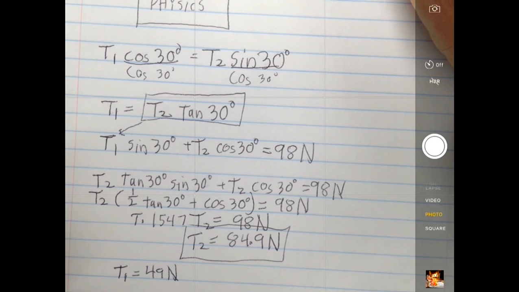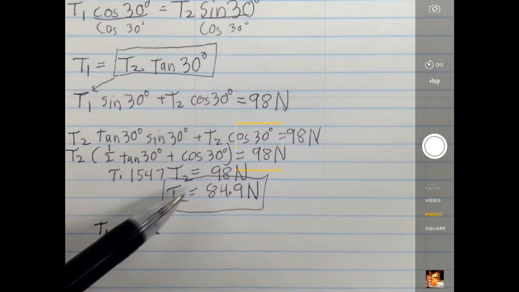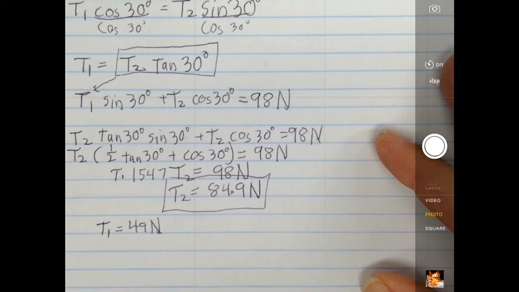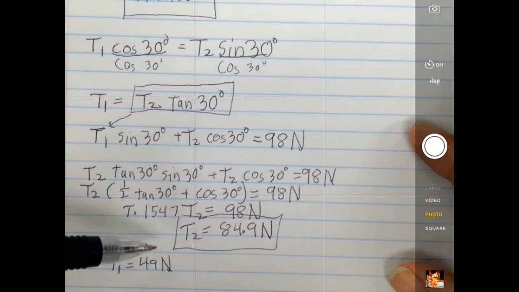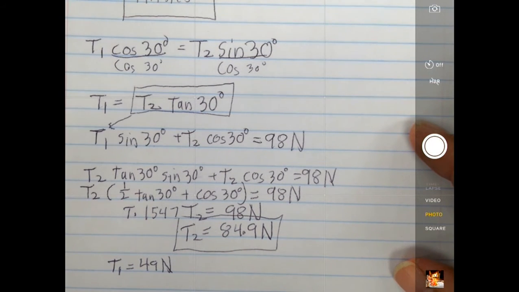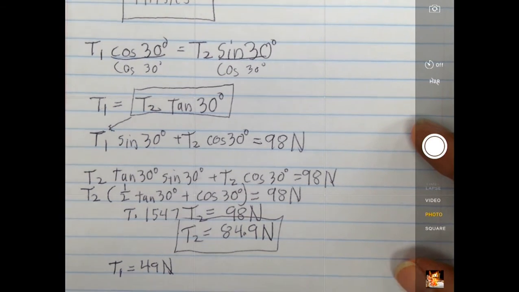Now, should we not check this to make sure that we did it correctly? After all, these two together don't really appear to be holding up the sign very well. It says tension 2 is greater than tension 1. Well, let's do a check mathematically.